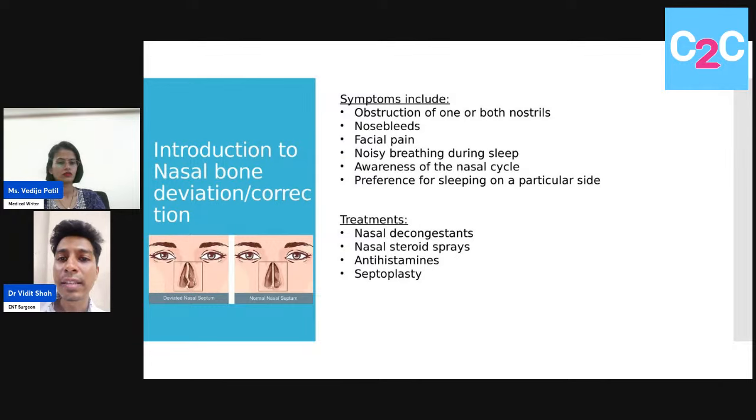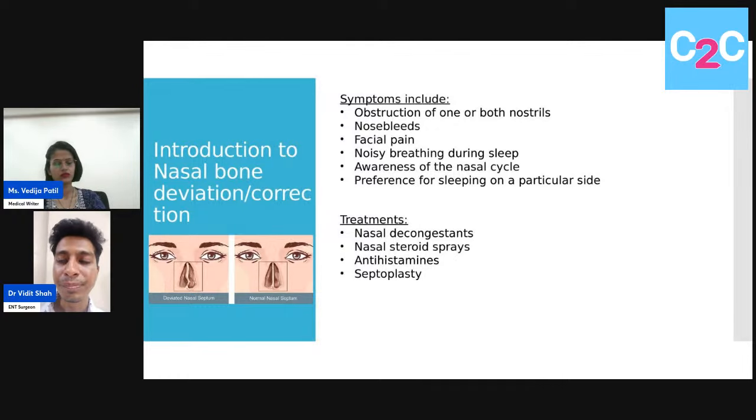Some patients ask whether the nasal bone deviation can get corrected with nasal sprays or these nasal decongestants. So let me be very clear that a nasal bone deviation is a bony structure, as the name suggests, it's a bone. So a bone can never be corrected with a nasal spray. It can only be corrected with a surgical intervention. That is where a septoplasty comes into play.